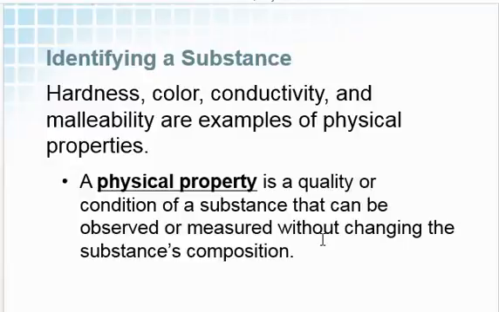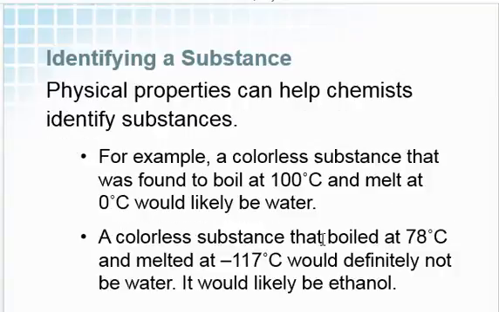Hardness, color, conductivity, and malleability are examples of physical properties. A physical property is a quality or a condition of a substance that can be observed or measured without changing the substance's composition. Physical properties can help chemists identify substances.